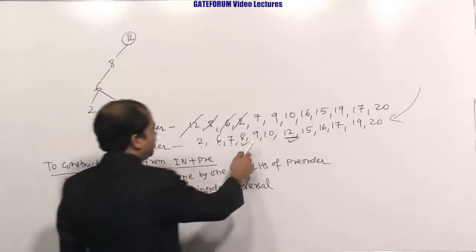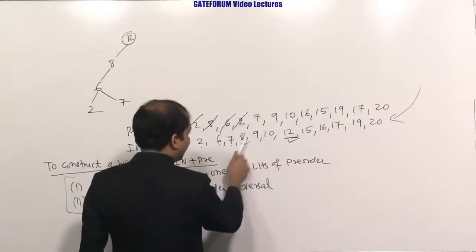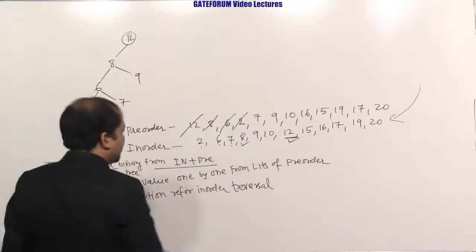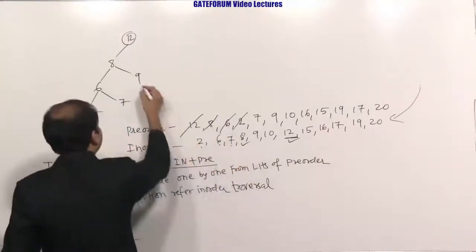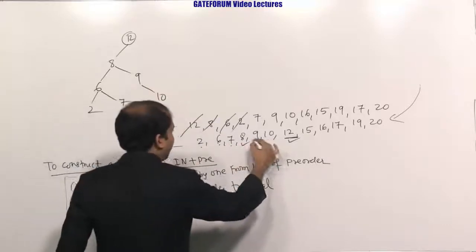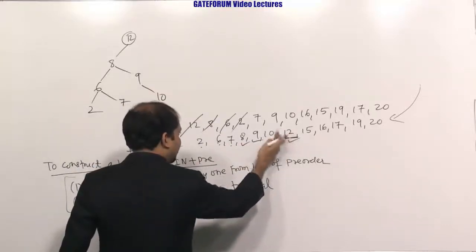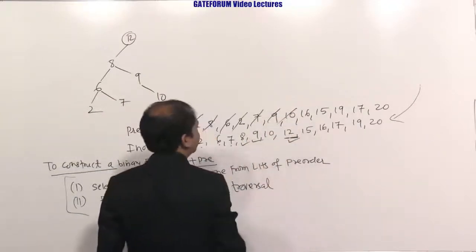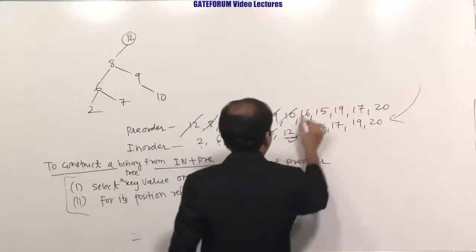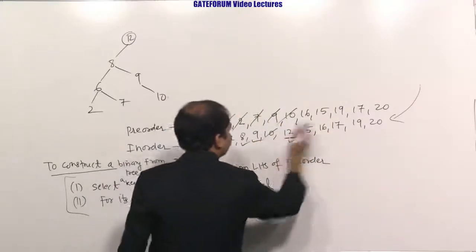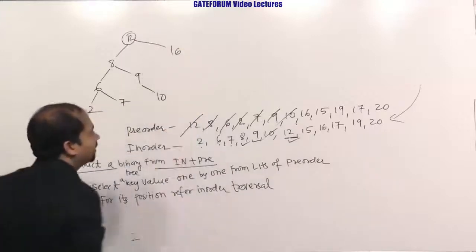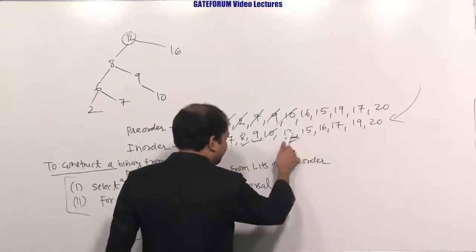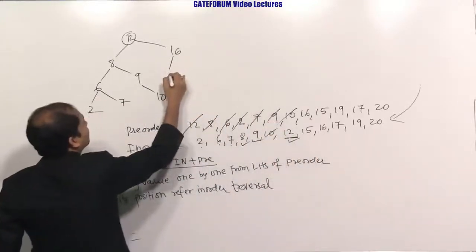Next 9. The position of 9 with respect to 12 and 8 is right. So it will be 9. Next 10, it will be here because we have 9. With respect to 12, it is left. With respect to 8 and 9, it is right. So 10 is here. Then 16. The position of 16 with respect to 12 is right. Next 15. With respect to 16 it is left. With respect to 12 it is right. So it will be 15.